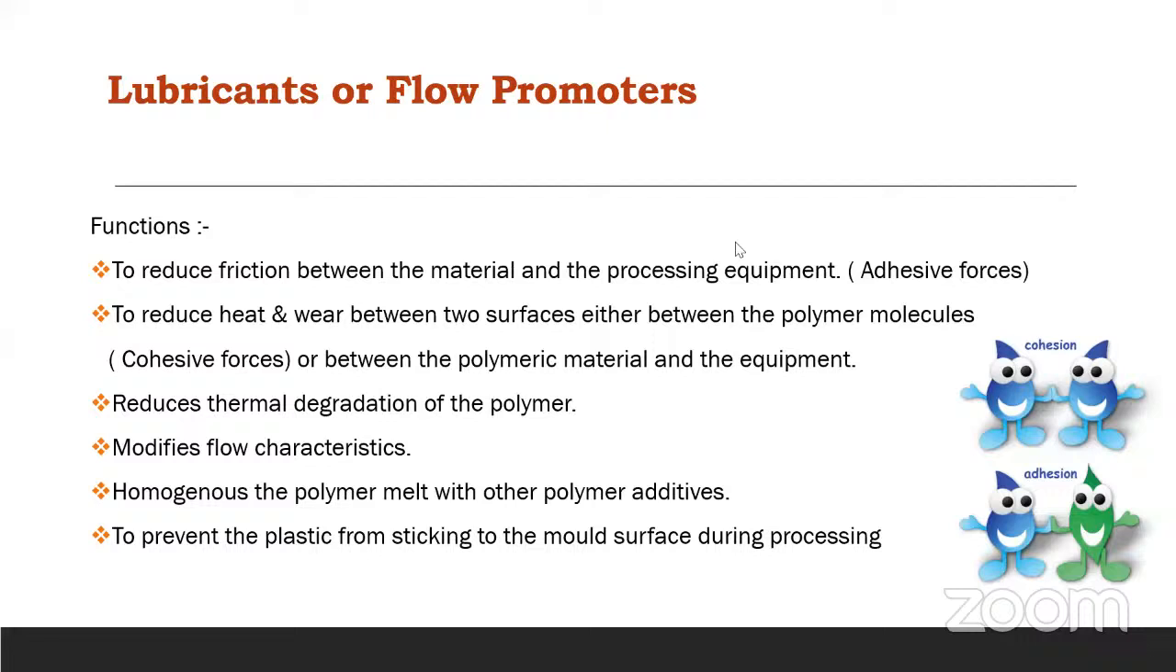Then lubricants. Lubricants generally reduce the friction between the polymer chains and also between the polymer and the machinery. This basically helps the plastic flow better during molding, extrusion or injection molding. It results in smoother surfaces, and it prevents the material from sticking to the surfaces.